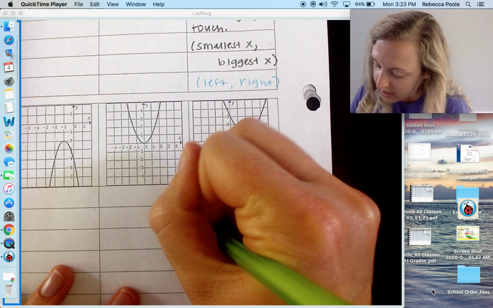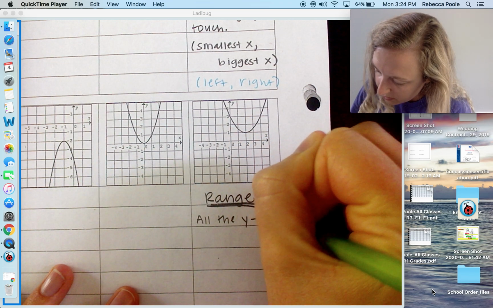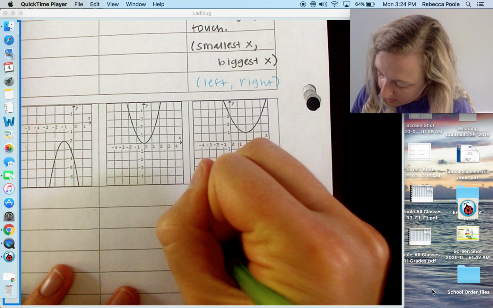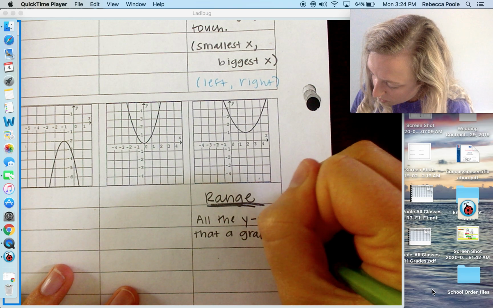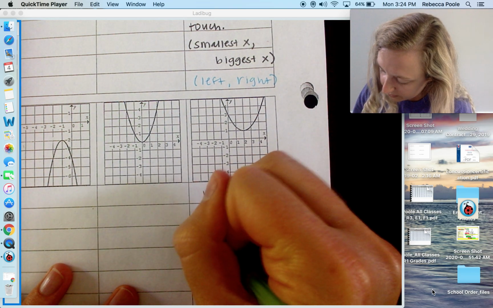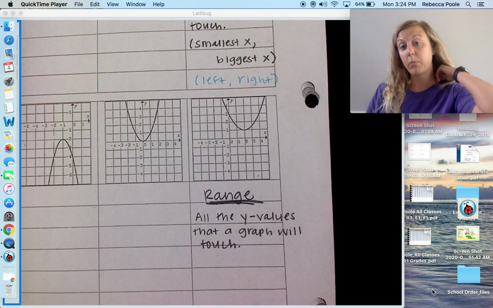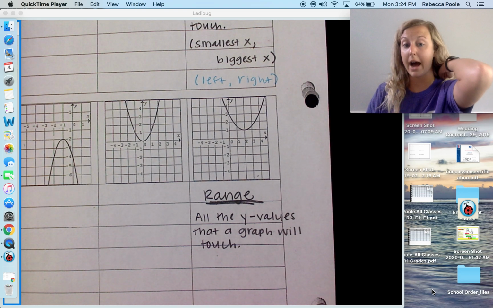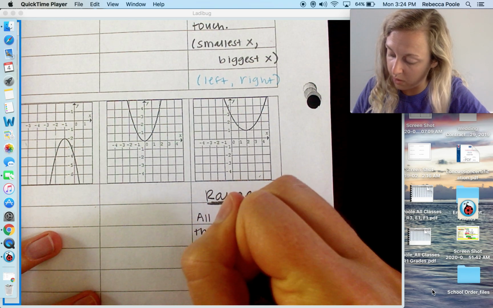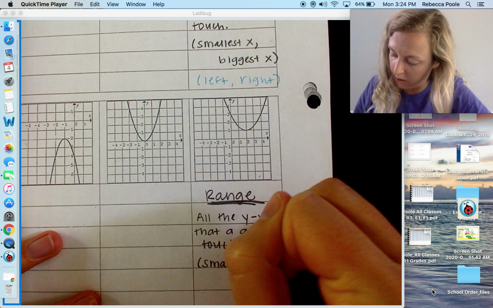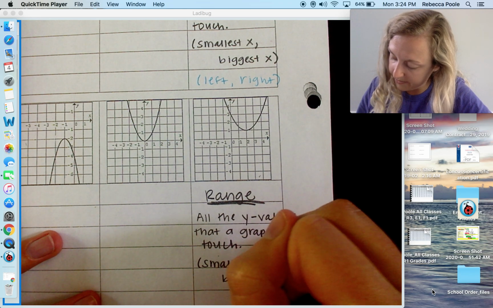So range is all the y values that a graph will touch. Very similar to domain, it's just opposite. When we talk about the range, we're talking about the y's, okay? So same thing, we want it in standard form. Sorry, I have the hiccups. Smallest y, comma, biggest y.